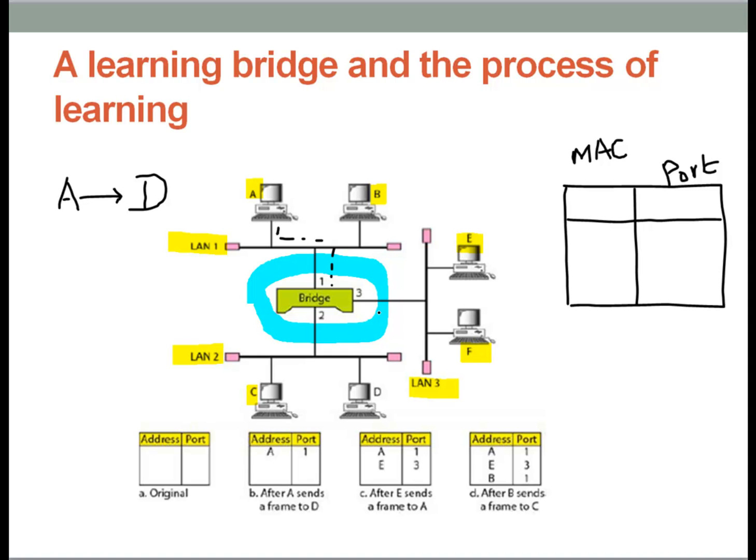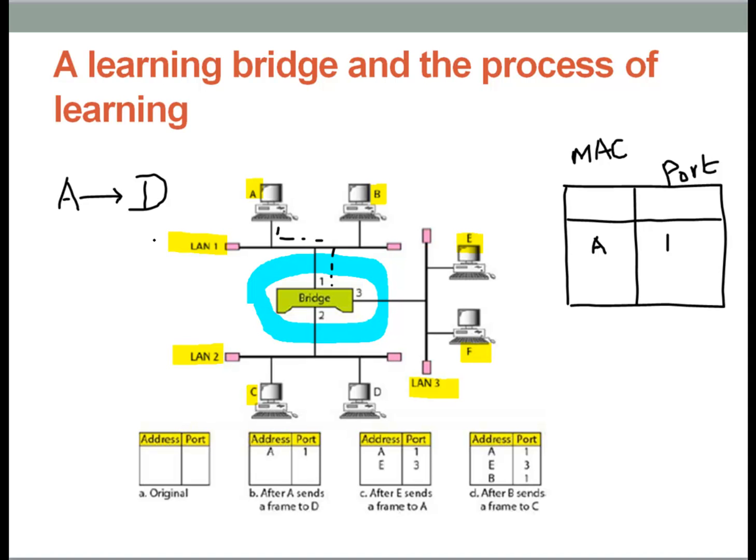Now the bridge is automatically going to learn. So what is it learning? That A is connected in port number 1. So A is connected to port 1. That means the system A is connected in port number 1. Automatically it makes an entry in the table. This is called the learning process, the process of learning.